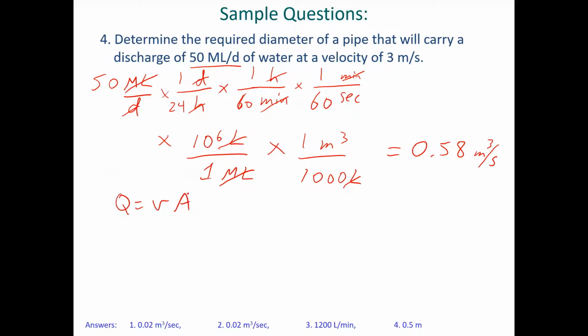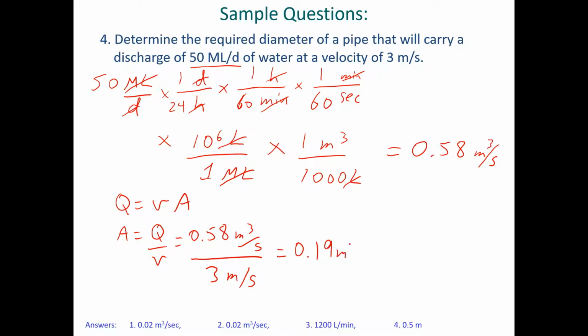So ultimately, in this case, I'm going to be calculating A. A is going to be Q divided by velocity. I think I have both of those values now. I have Q, which is 0.58 meters cubed per second, and velocity is 3 meters per second. Notice my seconds are going to cancel out, and I'm going to end up with meters squared, which is good. And I end up with 0.19 meters squared.